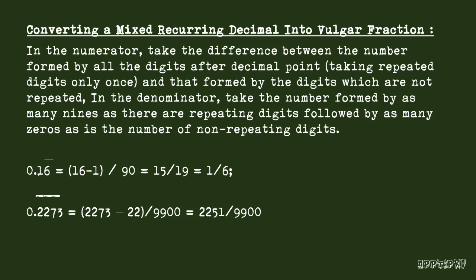So you can see here 0.16 bar. Write the number as it is. So 16 minus, write the non-repeating digit, that is 1, in the numerator, divided by 90. So there is only one digit repeated, so 9, and one digit non-repeated, so 0. On solving, you get 1 by 6.